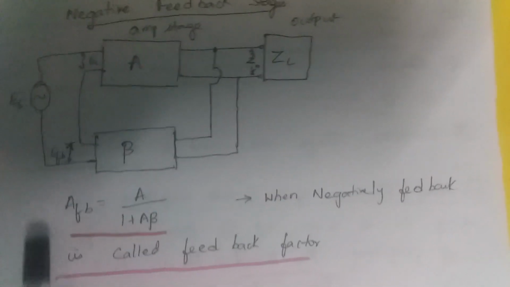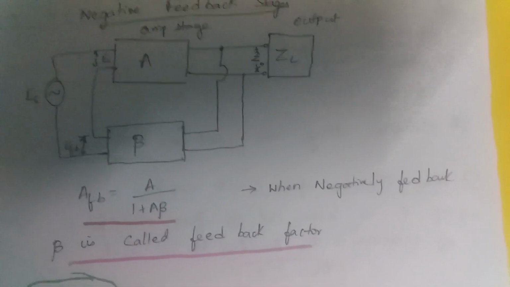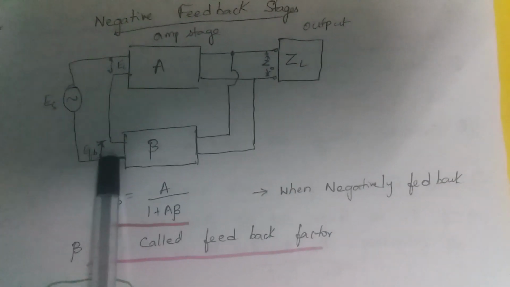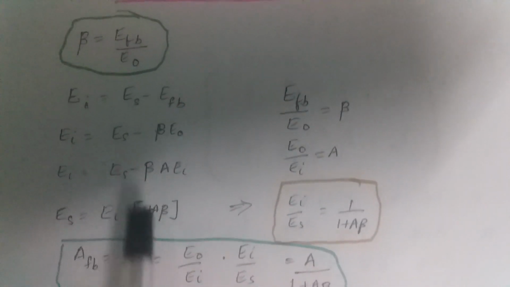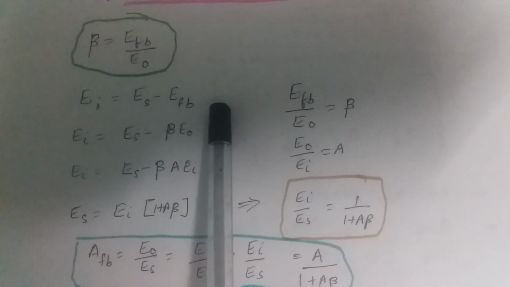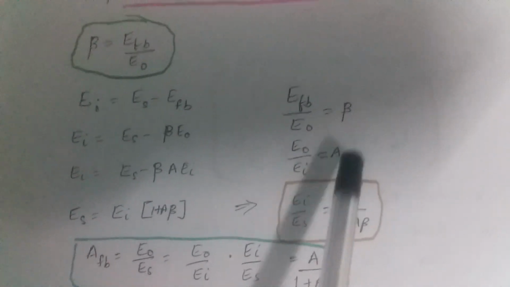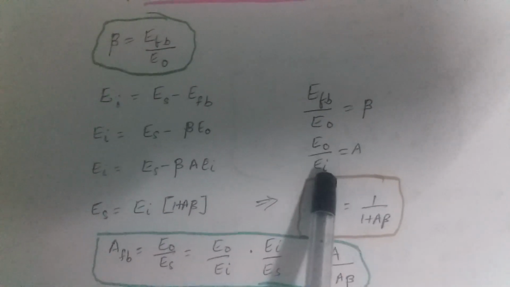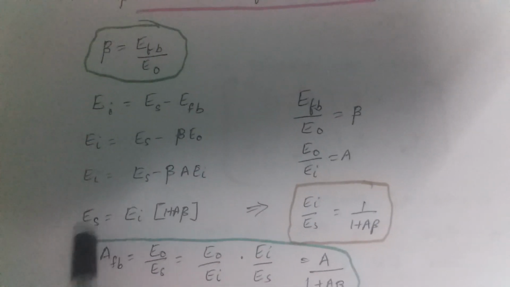Now you know that EI is equal to ES minus EFB. Now what is EFB? EFB is equal to beta into E0. Substitute that. Now you get, see, EI is equal to ES minus EFB. That is what we have seen. And we have seen beta is equal to EFB by E0. And what is gain? A is equal to E0 by EI. So substitute A EI for E0.